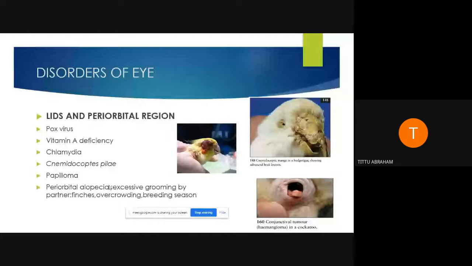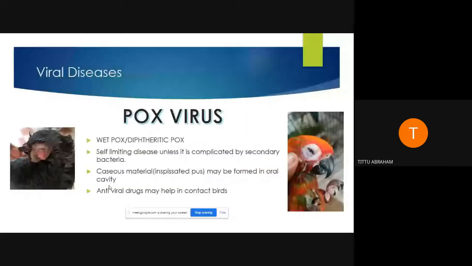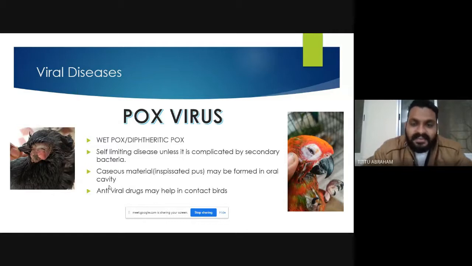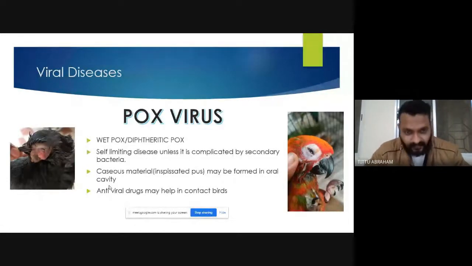Okay. Of all the viral infections, this is what I found most notorious, because in my experience, almost 99% of hobbyists must have encountered pox virus. That's for sure, especially in African lovebirds, because African lovebirds and cockatiels are very prone to this pox virus.